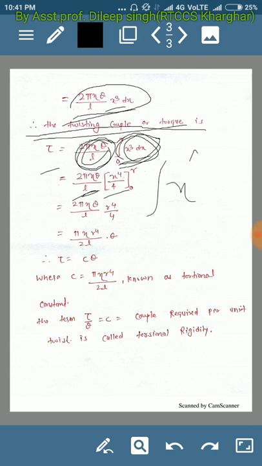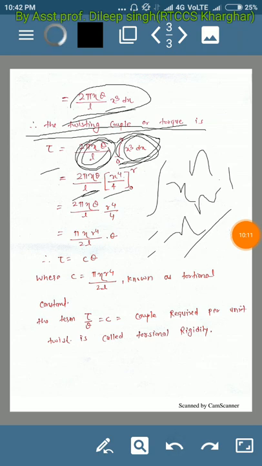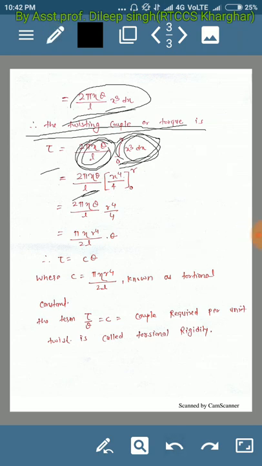Integration of x raised to n is equal to x raised to n plus 1 divided by n plus 1. Sorry, basic formula, the first formula of integration. You already studied it in 12th standard. So you will get x raised to 4 by 4 with limit 0 to r, by putting the limits of integration.